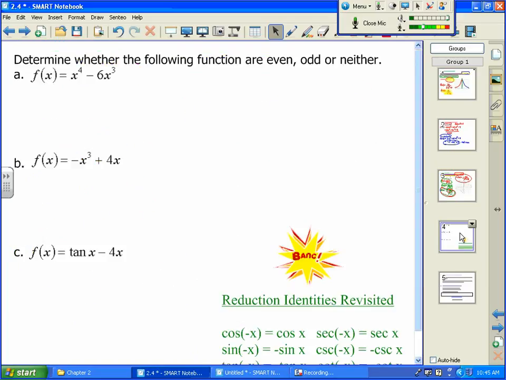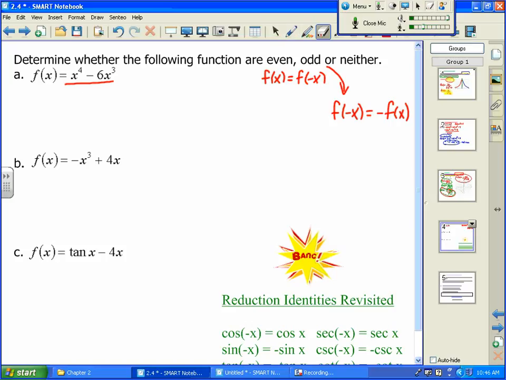Let's look at some examples that we'll do for ourselves. Remembering, for even, f of x is equal to f of negative x. For odds, f of negative x is equal to negative f of x, and neither would be something that doesn't fit either of those particular requirements.